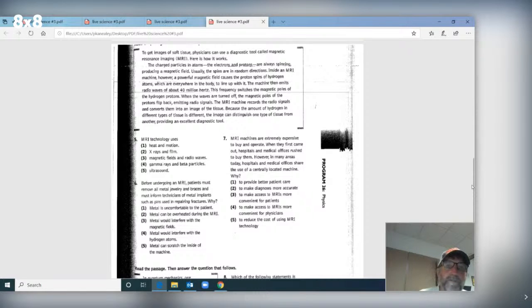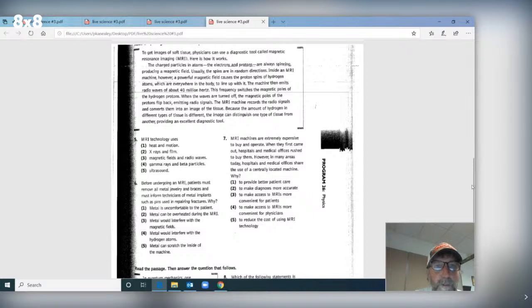This is how it works. The charged particles in atoms, the electrons and protons, are always spinning, producing a magnetic field. And they usually spin in random directions. Inside the MRI machine, however, a powerful magnetic field causes the protons of hydrogen atoms, which are everywhere in the body, to line up with it.